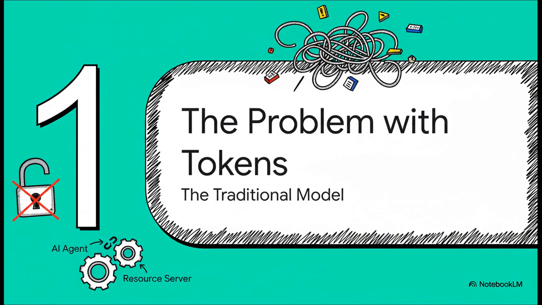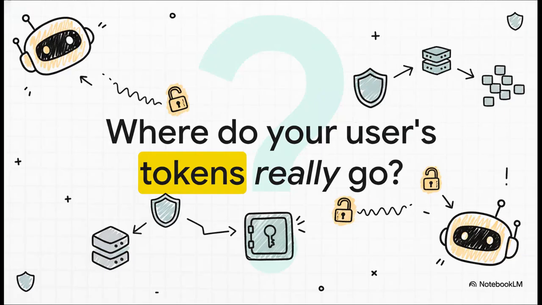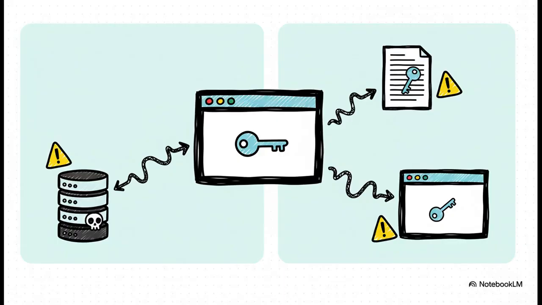Before we can even talk about the solution, we've got to get super clear on the problem, right? And it all starts with something that pretty much every modern app out there is using: OAuth tokens. So here's a question for you. When your app grabs a token to do something for a user, where does that token really go? I mean, you'd think it's just used for one quick, secure API call and then, poof, it's gone. But is that actually what happens? Well, the reality is, it's usually a lot scarier than that.